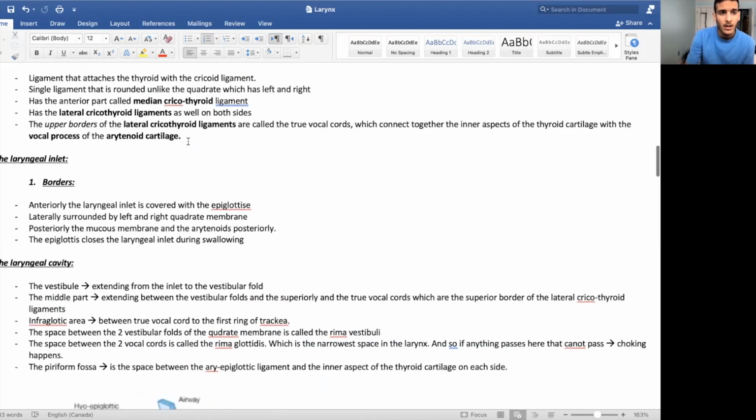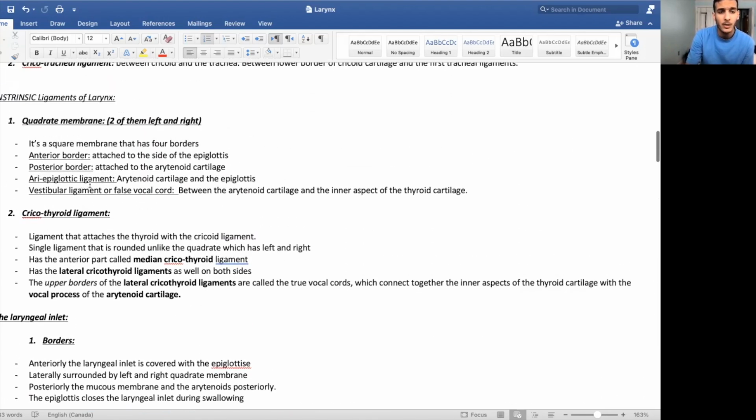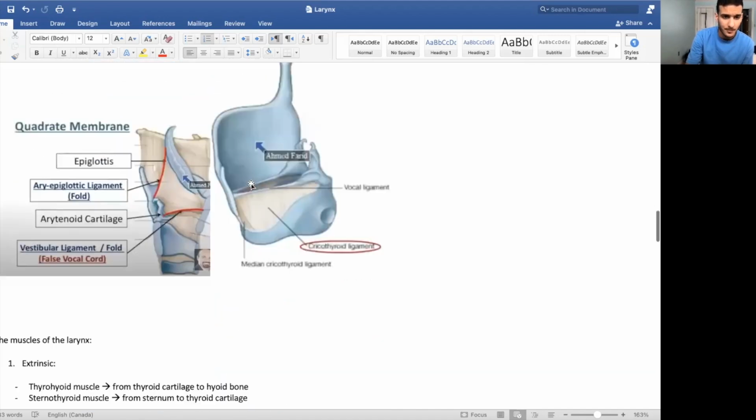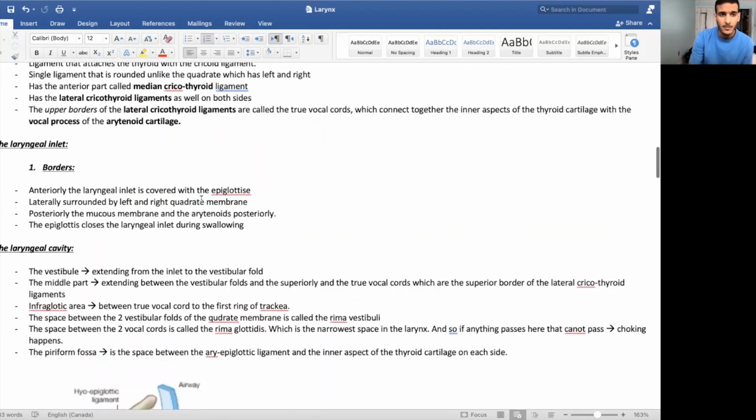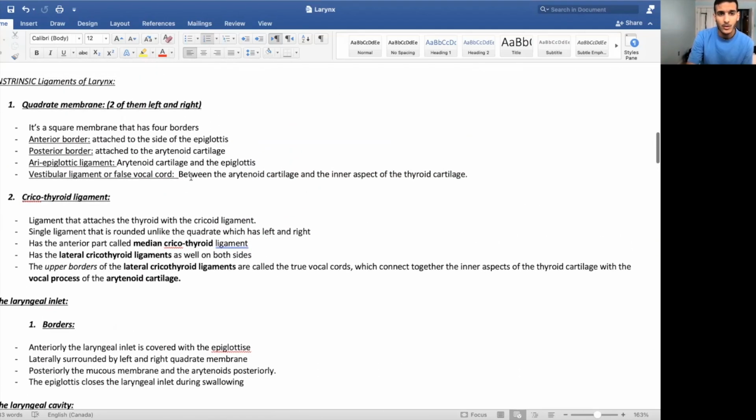Then we have the epiglottic ligament, that's the one between the arytenoid cartilage and the epiglottis. It's the fold, okay? And then we have something called the false vocal cord between the arytenoid cartilage and the posterior aspect of the thyroid cartilage, right here. Vestibular ligament or false vocal cord between the arytenoid cartilage and the inner aspect of the thyroid cartilage.